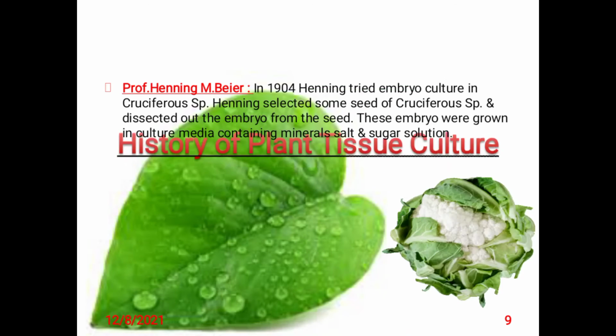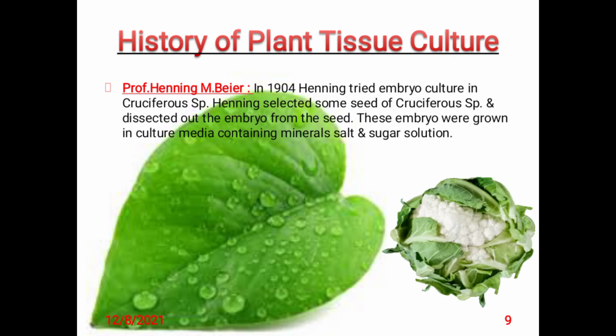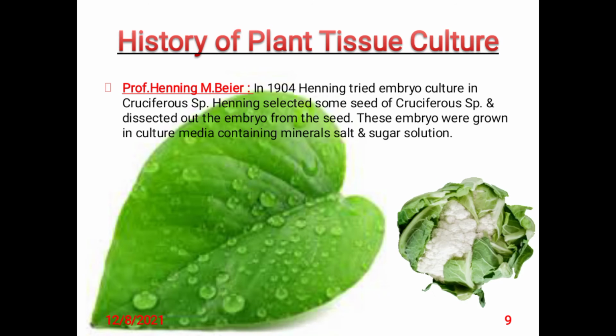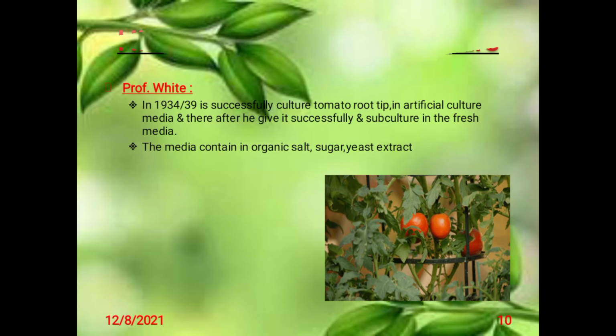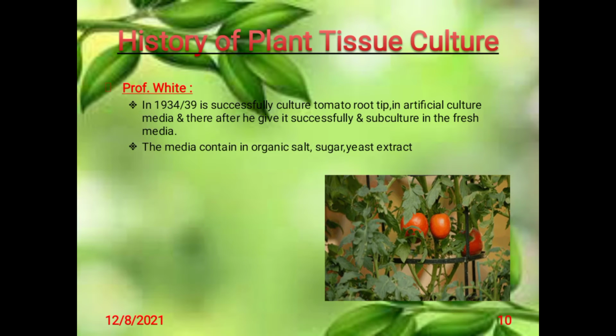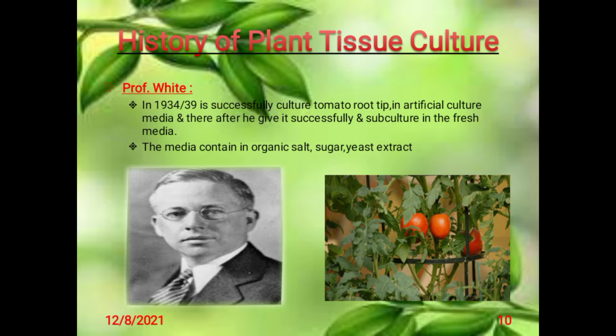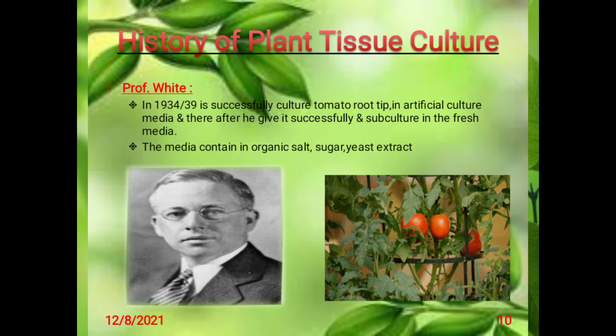Next, Professor Hannig. In 1904, Hannig tried embryo culture in Cruciferous species. Next is Professor White. In 1934 to 39, he successfully cultured tomato root tip in artificial culture media. Thereafter, he successfully subcultured in fresh media. And the media contained inorganic salt, sugar, yeast extract.